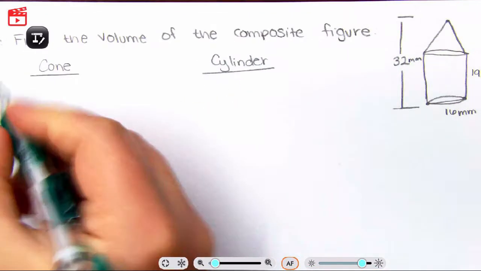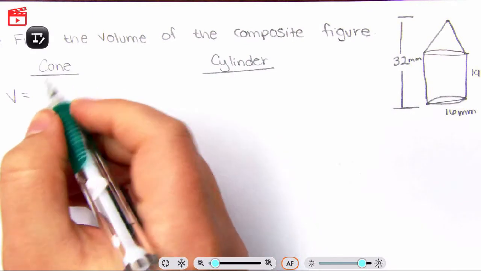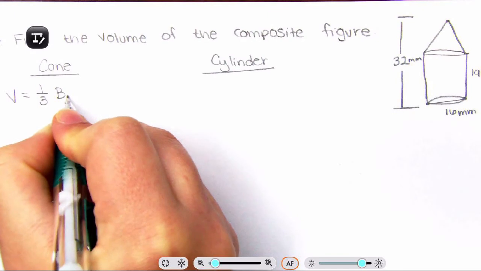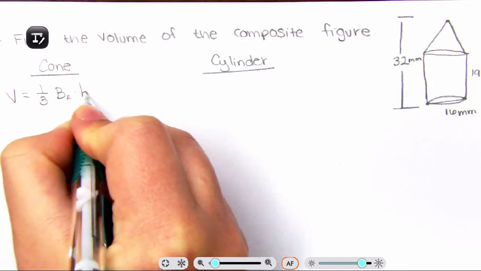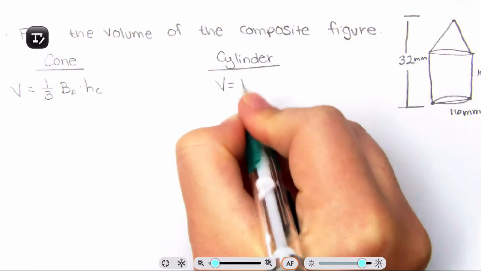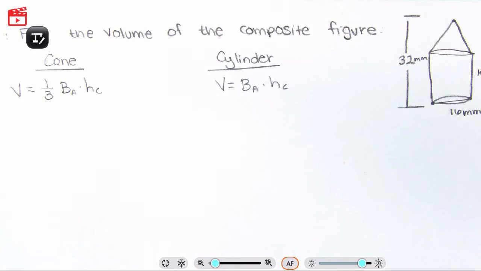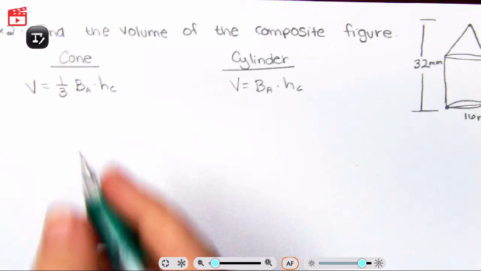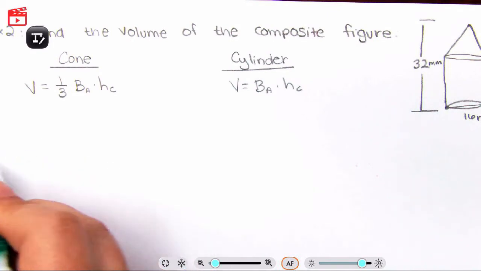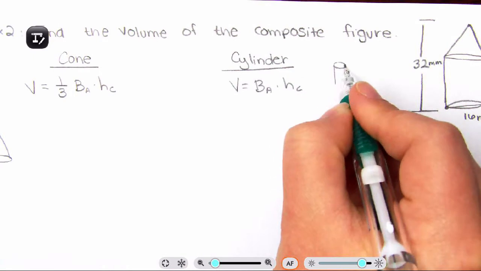Okay, what is the volume of a cone? Volume of a cone is 1/3 times the area of the base times the height of the cone. Cylinder is area of the base times the height of the cylinder. All right, you don't have to draw it out, I personally like to draw it out. Here's your cone. Here's your cylinder.